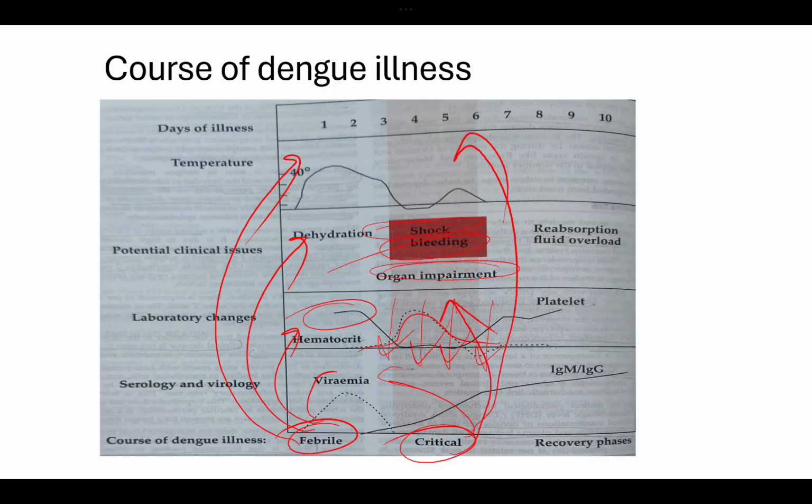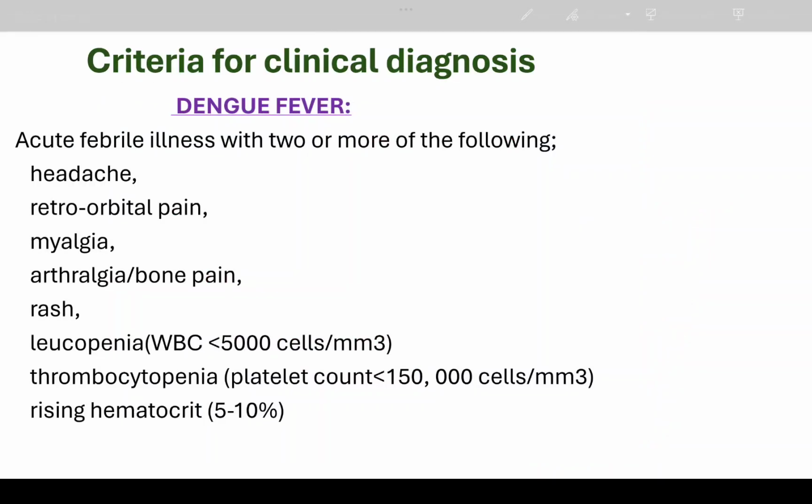And then you can see the temperature falls down, and in the reabsorption the temperature comes to normal. In the recovery phase, the patient will develop antibodies, platelet counts come to normal, the reabsorption occurs. If too much IV fluid is given, fluid overload can occur.